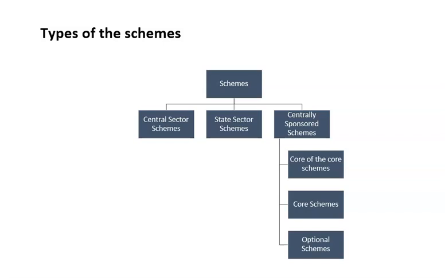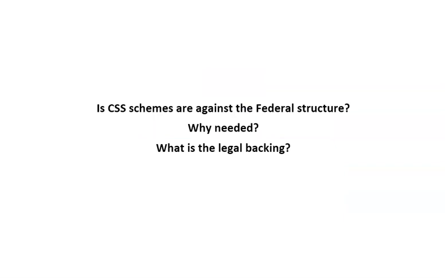The third category is the optional scheme, in which the states are free to implement or not to implement it in the particular region. And the funds for these schemes are allocated by the Ministry of Finance. The schemes under different categories are mentioned in the attached PDF, so a student can see which schemes belong to which category. Now moving to the analysis part, in which we will discuss whether the centrally sponsored schemes are against the federal structure, why they are needed and what is the legal backing for them.